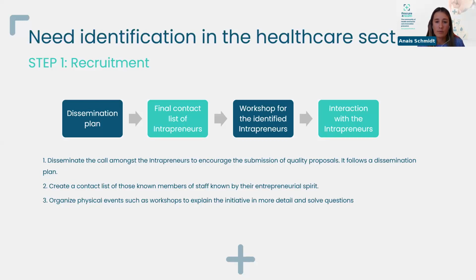So we recommend also to organize a workshop for the identified entrepreneurs. So it's very important that they understand the process, so they can propose the need and describe the needs that they have. Physical or online events you can organize to explain this, and support them during the entire process.